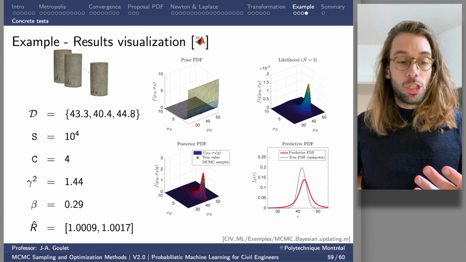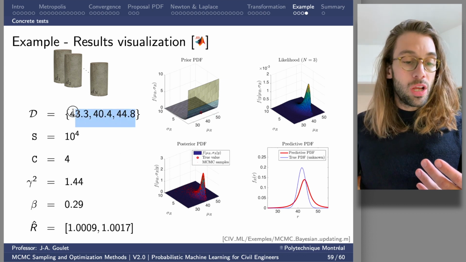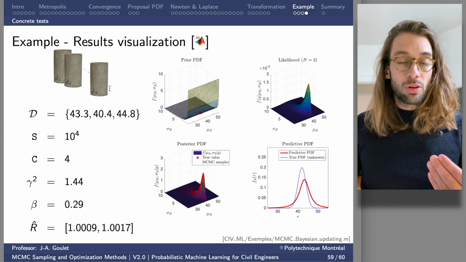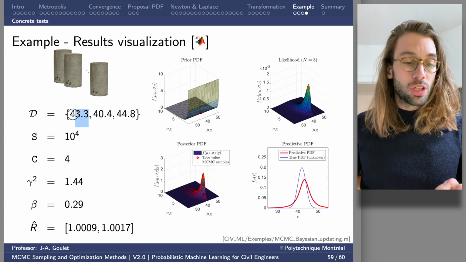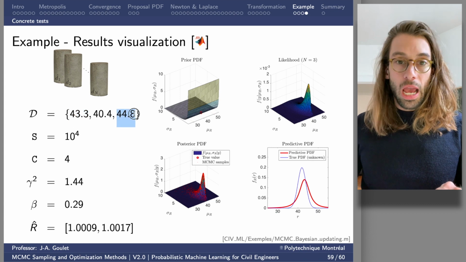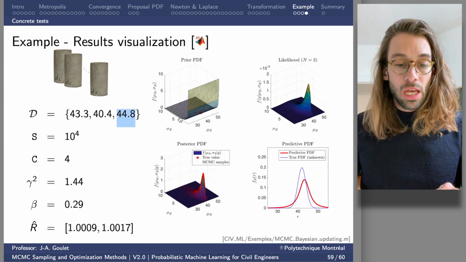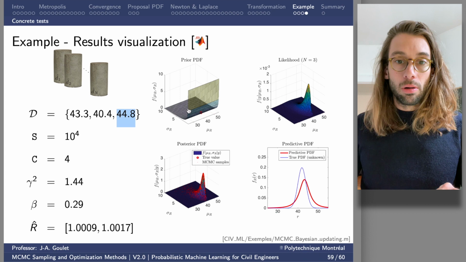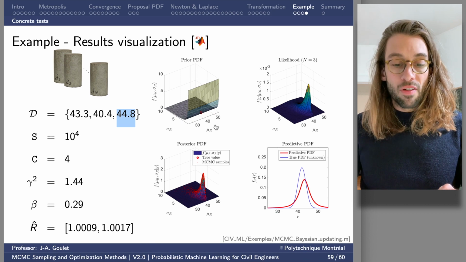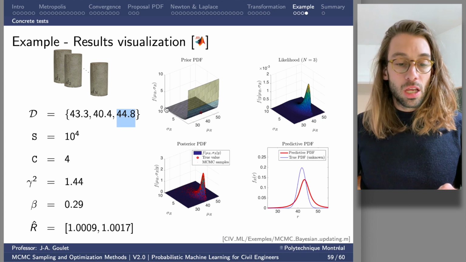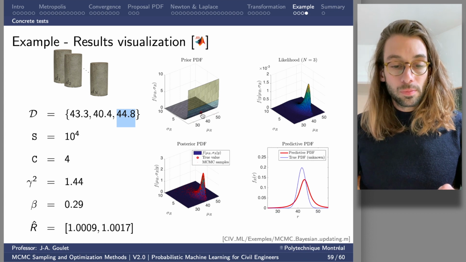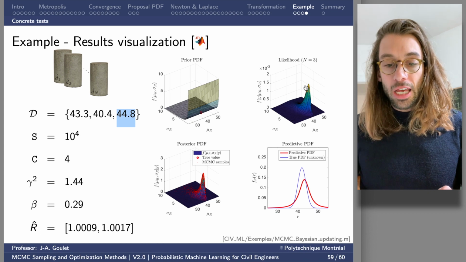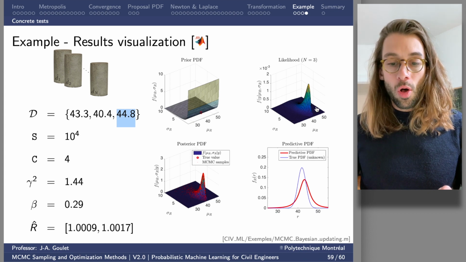So if I would do this for a set of 3 observations, so my 3 concrete cylinders I broke with a strength of 43.3 MPa, 40.4, 44.8, okay? This represents here my prior, okay? This is a non-informative prior. We have the mean mu r, the standard deviation sigma r, and this is 1 over sigma r. The true value would be the red dot here. This would be my likelihood for 3 concrete samples.